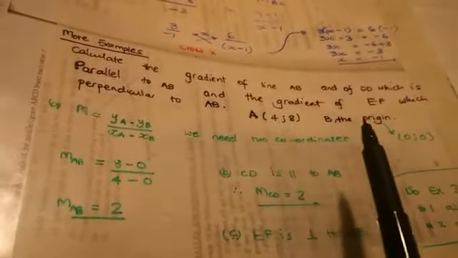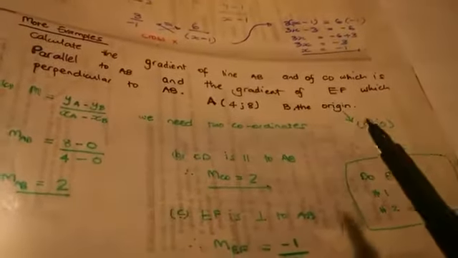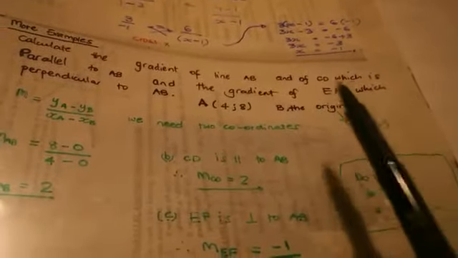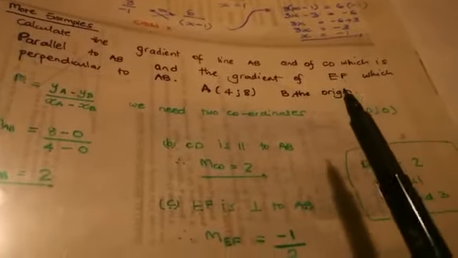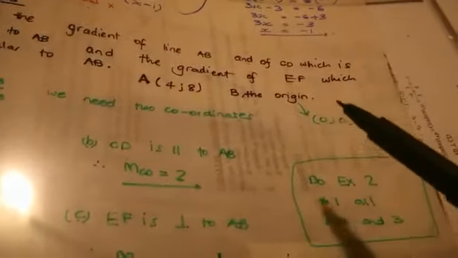A is (4, 8), and B is the origin. Usually the origin they just denote as O, but I chose to call it B. Now remember, whenever the origin is involved, they'll just use the word origin. So you must know that the origin is (0, 0). This coordinate is not going to be given most of the time. You have to know it for yourself.